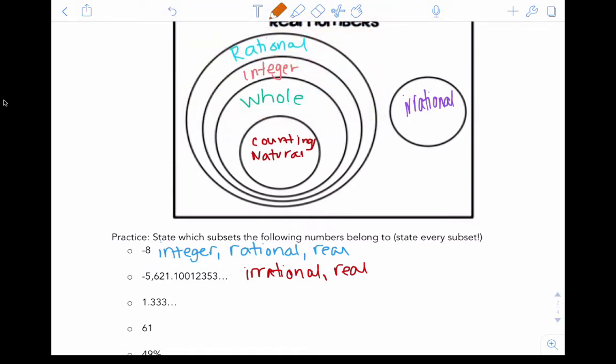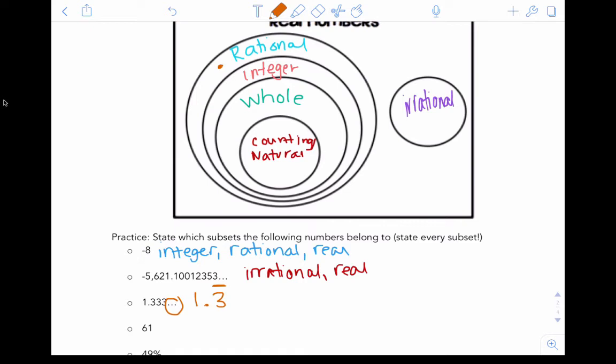1.333... Well, this tells me that it's going to go on forever, but it has this pattern of 3s. So another way this could be written is 1.3 repeating. So remember that repeating numbers are rational. And since it's rational, I have to see if it's anything else.